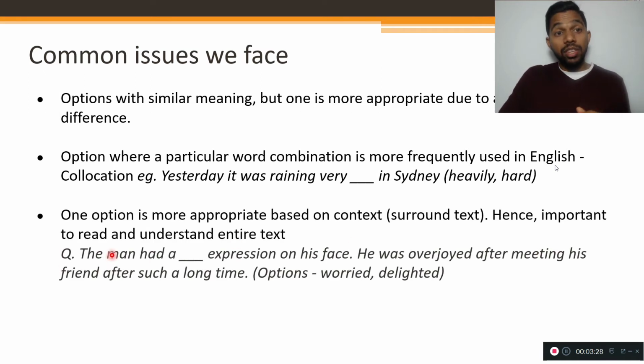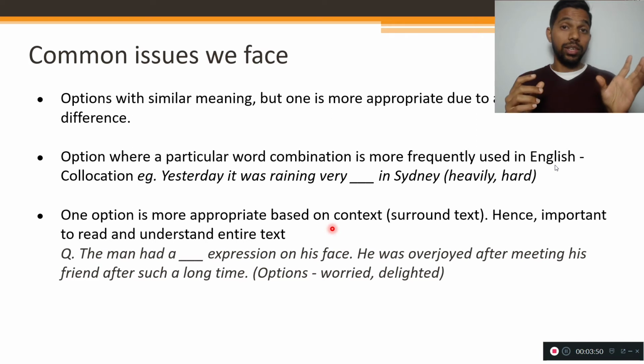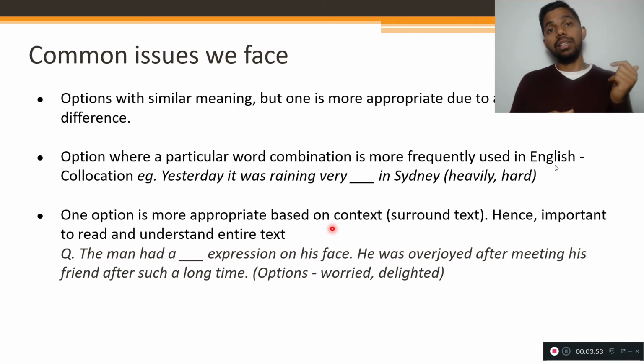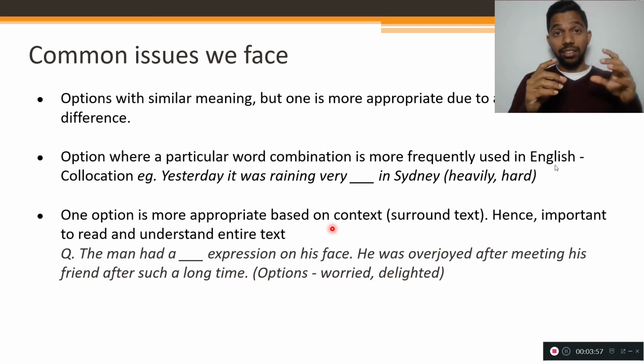Okay, moving on. Another common issue that people face is that one option is more appropriate based on the context of the surrounding text, which makes it very important to read and understand the entire text. Even though in fill in the blanks you get a huge passage with blanks in between, sometimes people do not read the entire passage and they just read the sentence with the blank. But oftentimes it can be the next sentence or the previous sentence that helps determine what the correct answer is for the sentence that contains the blank.